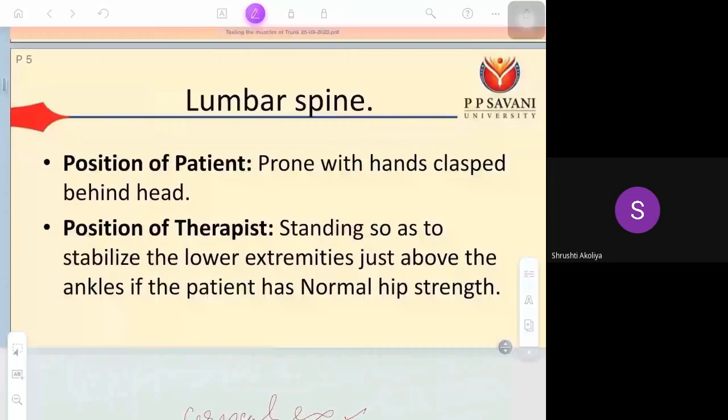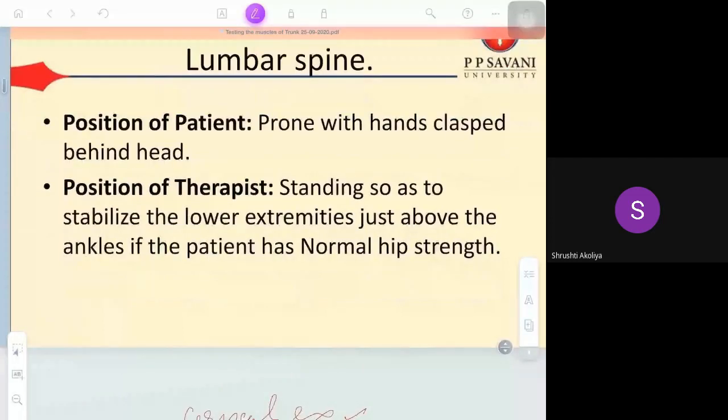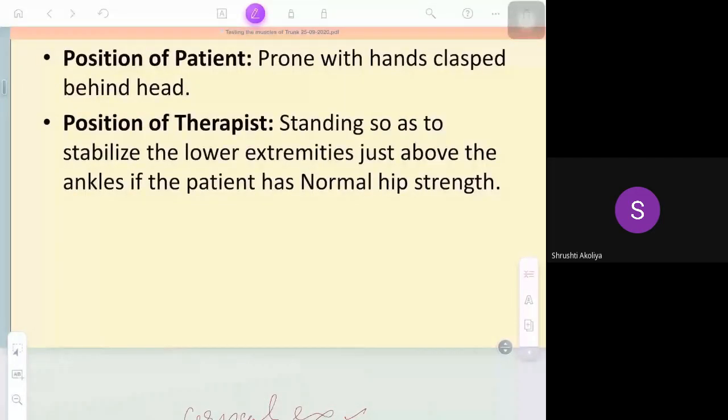Position of patient: prone with hands clasped. Position of therapist: standing so as to stabilize the lower extremities just above the ankle if the patient has normal strength. And this position is for normal strength.